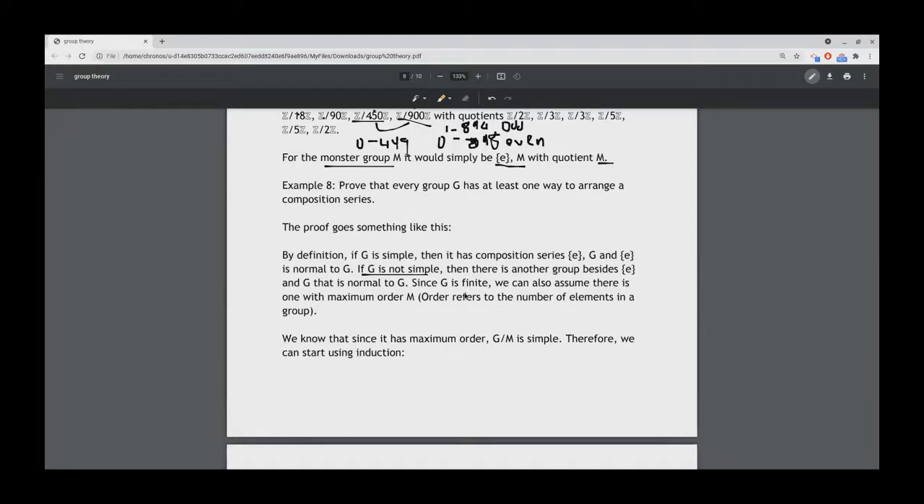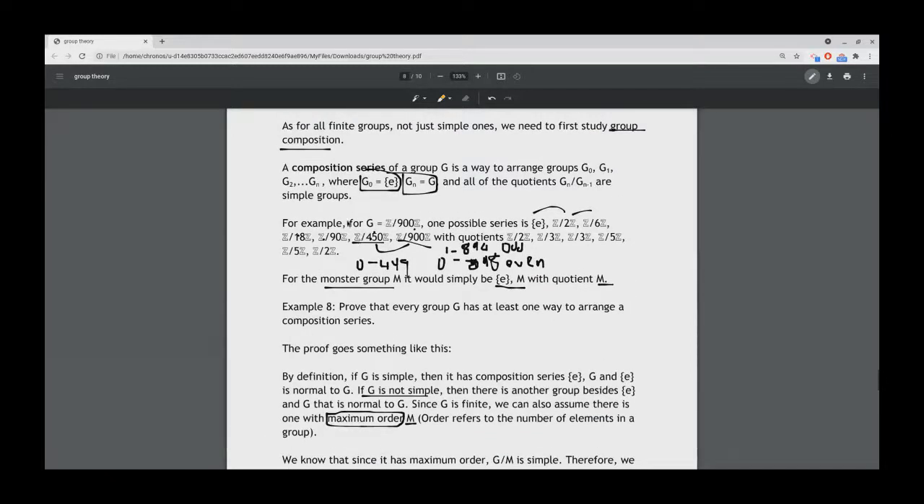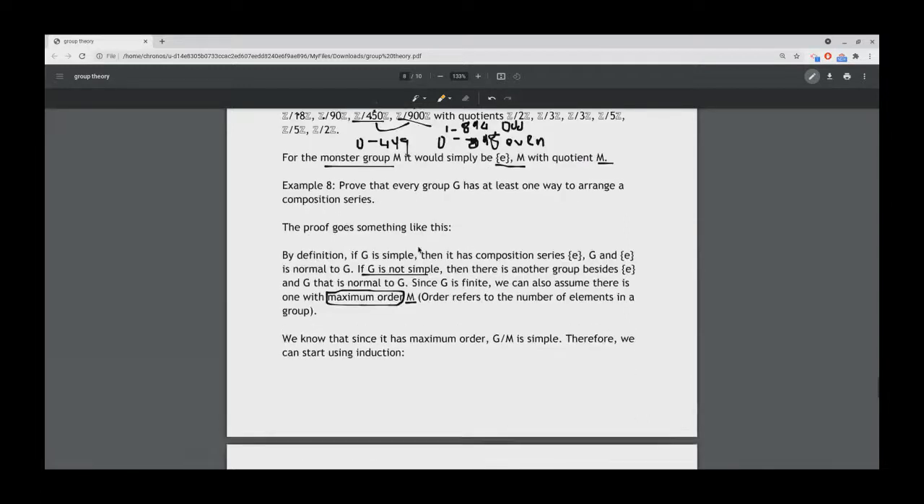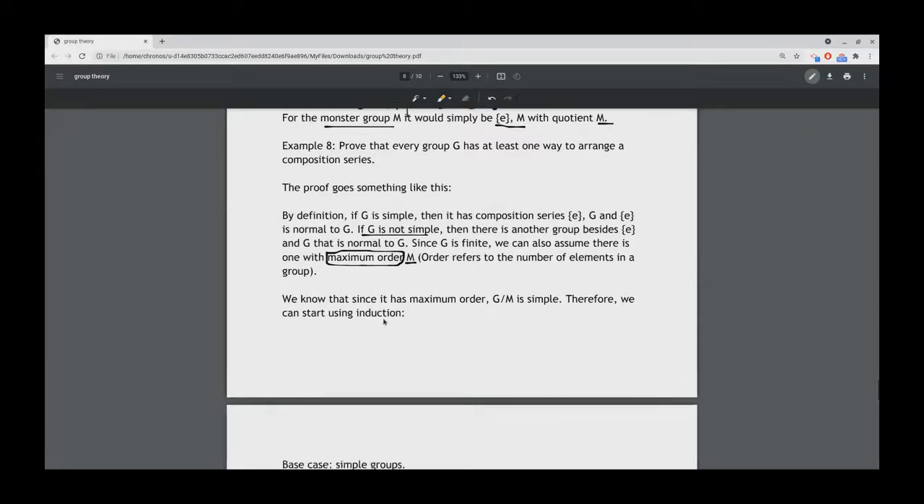So since G is finite, we can also assume that there is one with maximum order M. By maximum order, I'm talking about the group that is normal to G with the maximum order. So again, Z over 450Z is M in this case, since there is nothing higher than 450 order that is normal to this. And again, you can just check with Lagrange. So since we know that this is maximum order, G over M is simple.